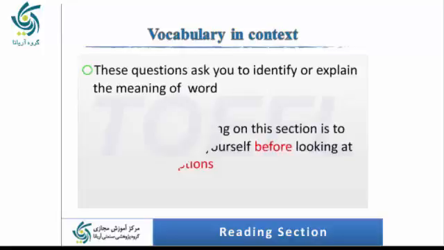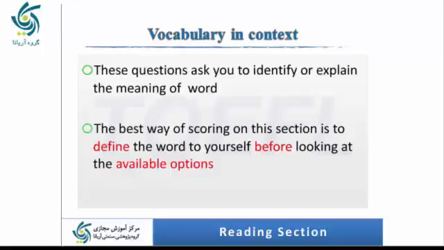These questions can be spotted because they ask you to identify or explain the meaning of a word. The best way of scoring on this section is to define the word to yourself before looking at the available options. Pick the choice that most resembles what you know the word to mean. So first define it to yourself and then match it with the options that you have in the question. There will be about 3 to 5 questions for each reading passage.